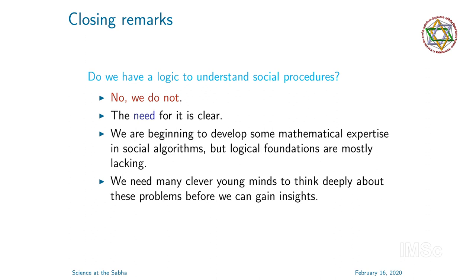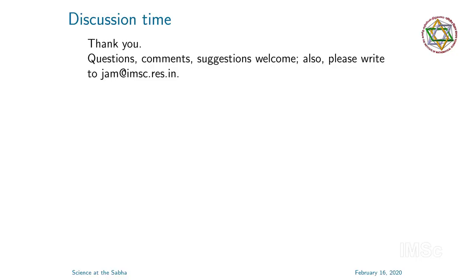We are beginning to develop some mathematical expertise in social algorithms, from theory of algorithms, dynamical systems, physics. A lot of very interesting mathematics is going on. But we are looking at different pockets of this. Logical foundations are mostly lacking. I think we need clever young minds to think deeply about these problems, to gain insights. And I would say that instead of very clever, smart people in society contributing to the profits of Google and other corporations, you should also have a few smart young people thinking about deep problems of society and developing logical foundations. Thank you.